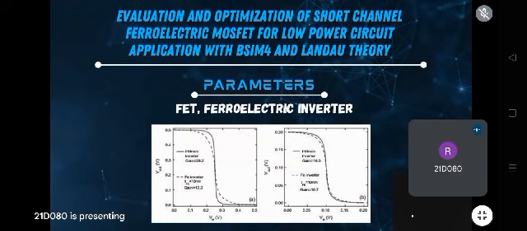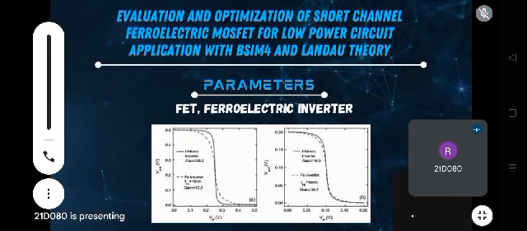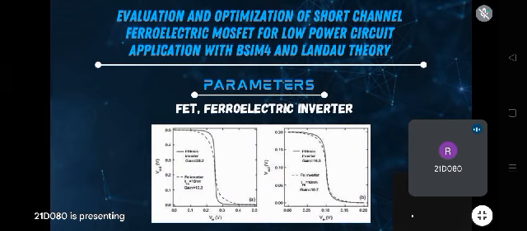Now we are going to see about evaluation and optimization of short channel ferroelectric MOSFET for low power circuit application with BSIM4 and Landau theory. Here are the parameters. Parameters are FET, ferroelectric, inverter. Here you can see the graph how it goes.